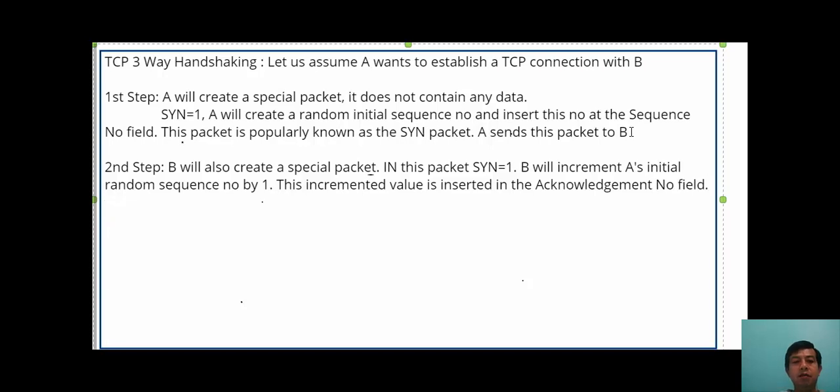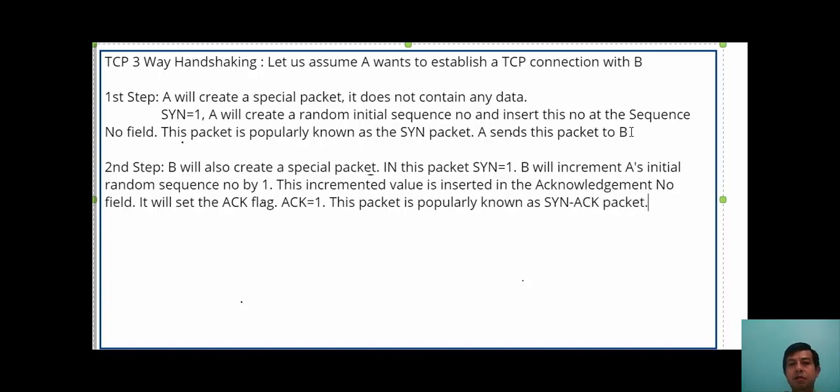Next, it will set the ACK flag also. That means the ACK flag value will be 1. Remember there was an ACK flag there. So the ACK flag will also be set to 1. Because in this packet SYN is set to 1 and ACK is also set to 1, this packet is popularly known as the SYN ACK packet.